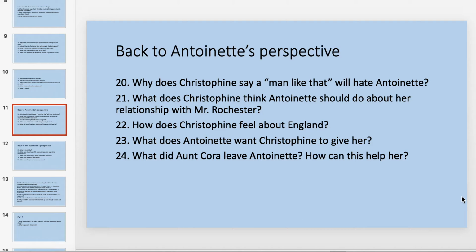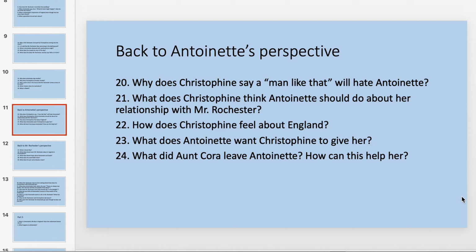Going on to 23, what does Antoinette want Christophine to give to her? And this part's a little bit more ambiguous, but Christophine does give her something. In Antoinette's mind, it's a love potion. In reality, because the story is somewhat historical fiction in a way, we can't have real magic in the story. So what we can see Christophine giving Antoinette is not really a love potion, but some kind of herbal drug, something that's going to affect Mr. Rochester later on. So Christophine gives her this thing that's seen as magic to try and solve her relationship.